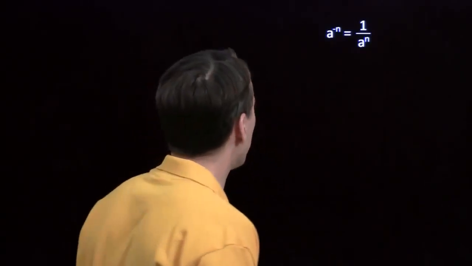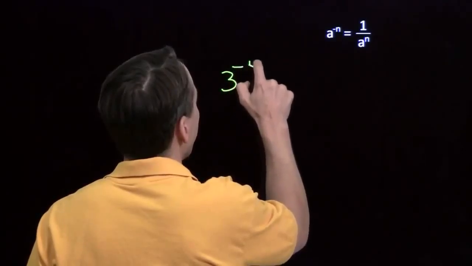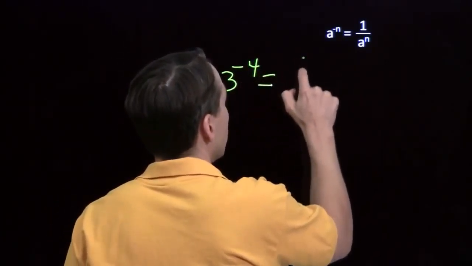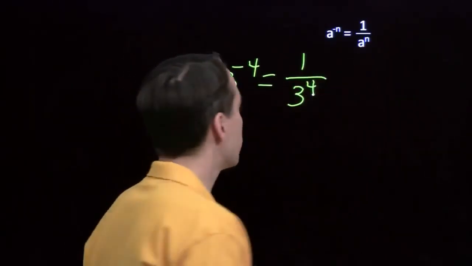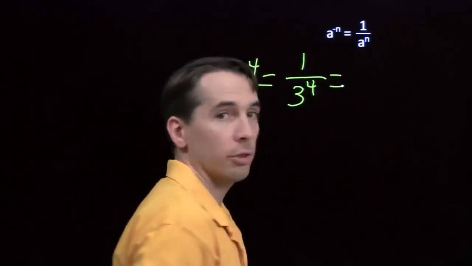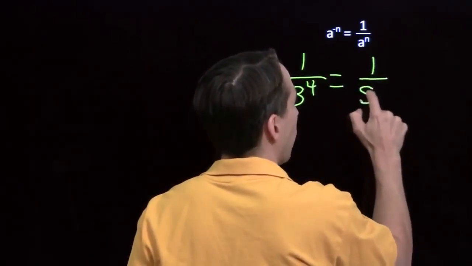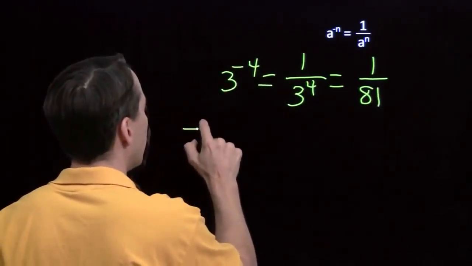Now let's take a look at a couple examples real quick. Let's try 3 to the -4. We just use our rule. This is the reciprocal of 3 to the 4th. All we're doing is just using this rule here. 3 to the 4th, 3 times 3 is 9, times 3 is 27, times one more 3 gives us 81. So we get 1 over 81.